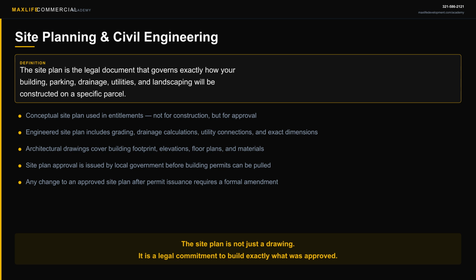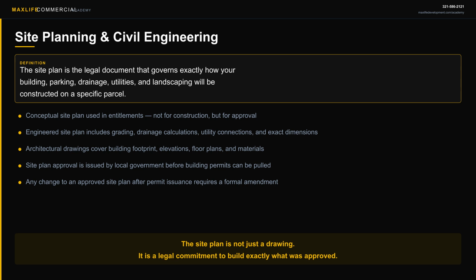Your civil engineer is calculating stormwater runoff and designing your retention ponds, laying out underground utilities, setting grades and elevations across the entire site, and designing your parking lot to meet ADA standards and local code. This document, combined with your architectural drawings, is what the building department reviews before issuing permits.